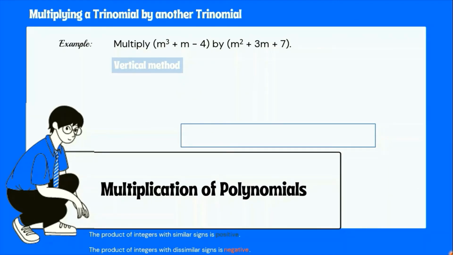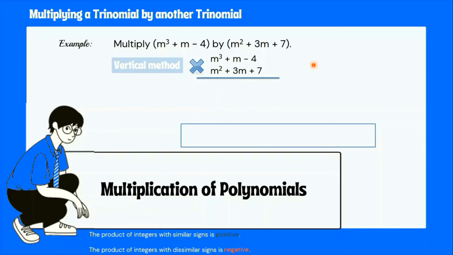Same example tayo, pero gagamitin naman natin ang vertical method. So, sulat natin yung ating first trinomial. Kahit ano naman yung nasa taas at nasa baba ay pareho lang naman, since pareho naman silang trinomial. Same procedures pa rin tayo. Itong first term natin ay mumultiply natin from left to right.